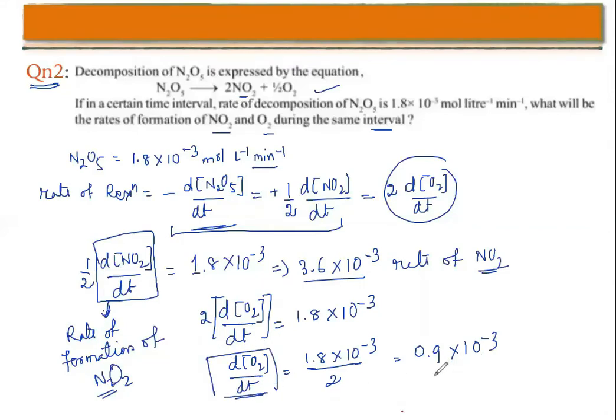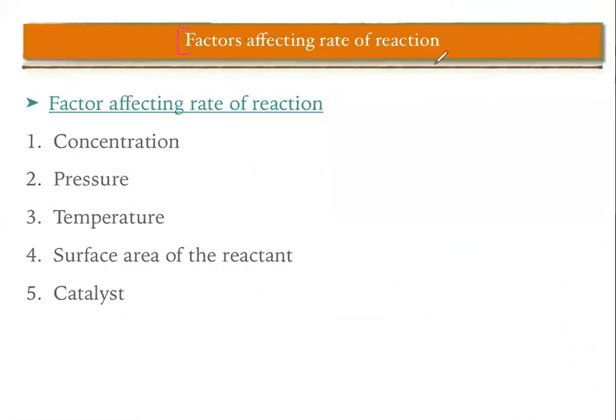So in this way we have to find out the value. Remember one thing, rate is always positive, because we are taking the magnitude. So this is a positive value, this is also a positive value. So next we'll discuss factors affecting the rate of the reaction. So there are 5 factors which affect the rate of reaction: concentration, pressure, temperature, surface area of the reactant, and catalyst. So we'll discuss one by one.